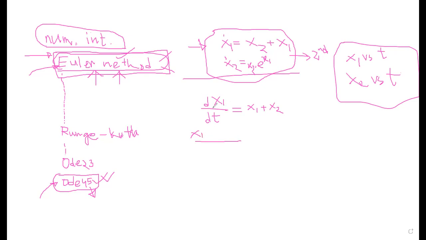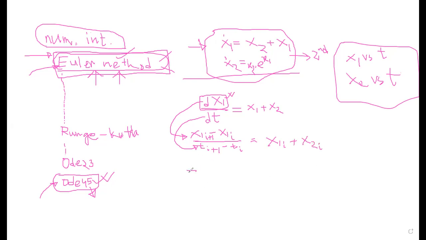What is the meaning of dx1? dx1 means it is the change in x1, right? Any change in any variable can be written in this manner with the help of indices. So x1 at i plus 1 minus x1 at i, and for dt you can also write it like this, t at i plus 1 minus t at i, right? The numerator is written in terms of the difference variable, and the denominator is also written in terms of the difference variable. And that is equal to x1 of i plus x2 of i.